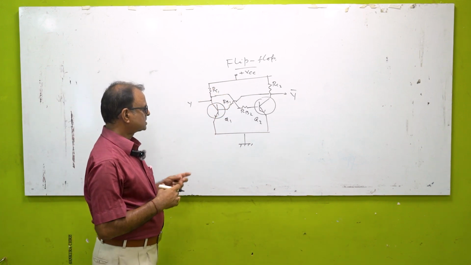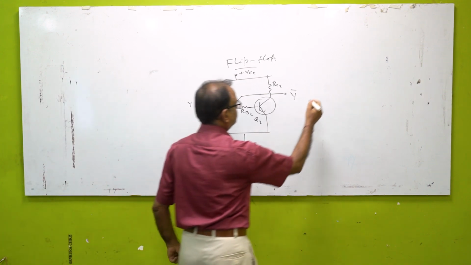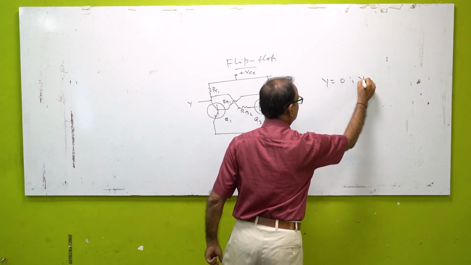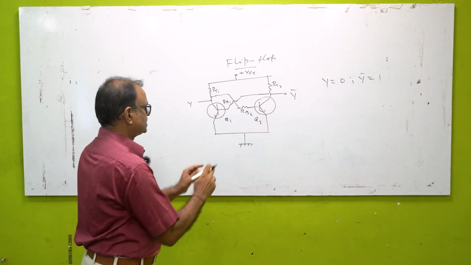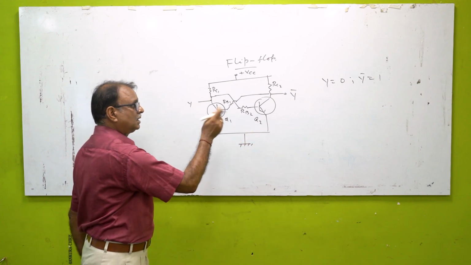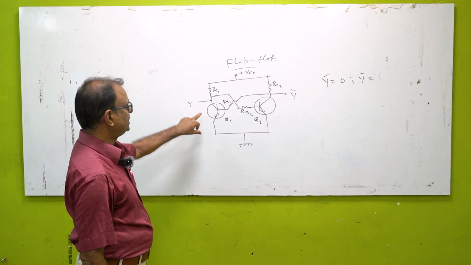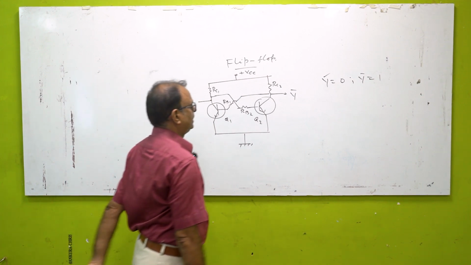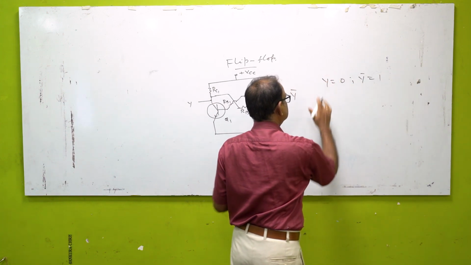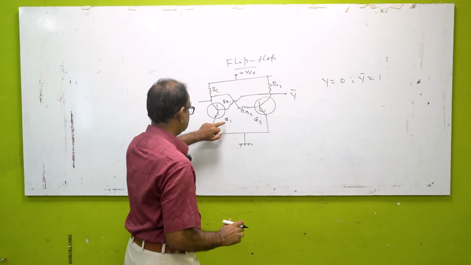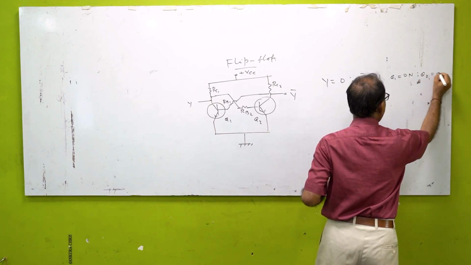Now, to understand the operation of this circuit diagram, let us first assume that Y is equal to 0 and Y bar is equal to 1. As I told you that it is a sequential circuit, so the possible states of the output depend on the initial inputs. Let Y be equal to 0 and Y bar be equal to 1. Now, there are two methods of changing the state. When Y is equal to 0, it means that this transistor Q1 is on and Q2 is off.